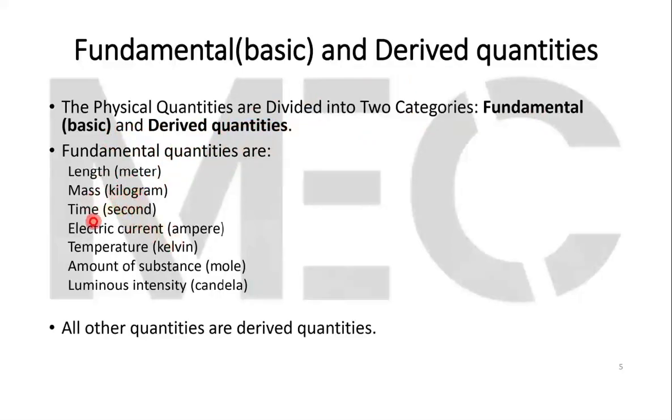Mass, kilogram, time, seconds. These three make the mechanics branch of the physics. Electric current, ampere, temperature, Kelvin, amount of substance, mole, luminous intensity, candela. All other quantities are derived quantities. So whatever quantity you can think of, for example, density, work, power, area, volume, whatever quantity other than these are derived quantities.